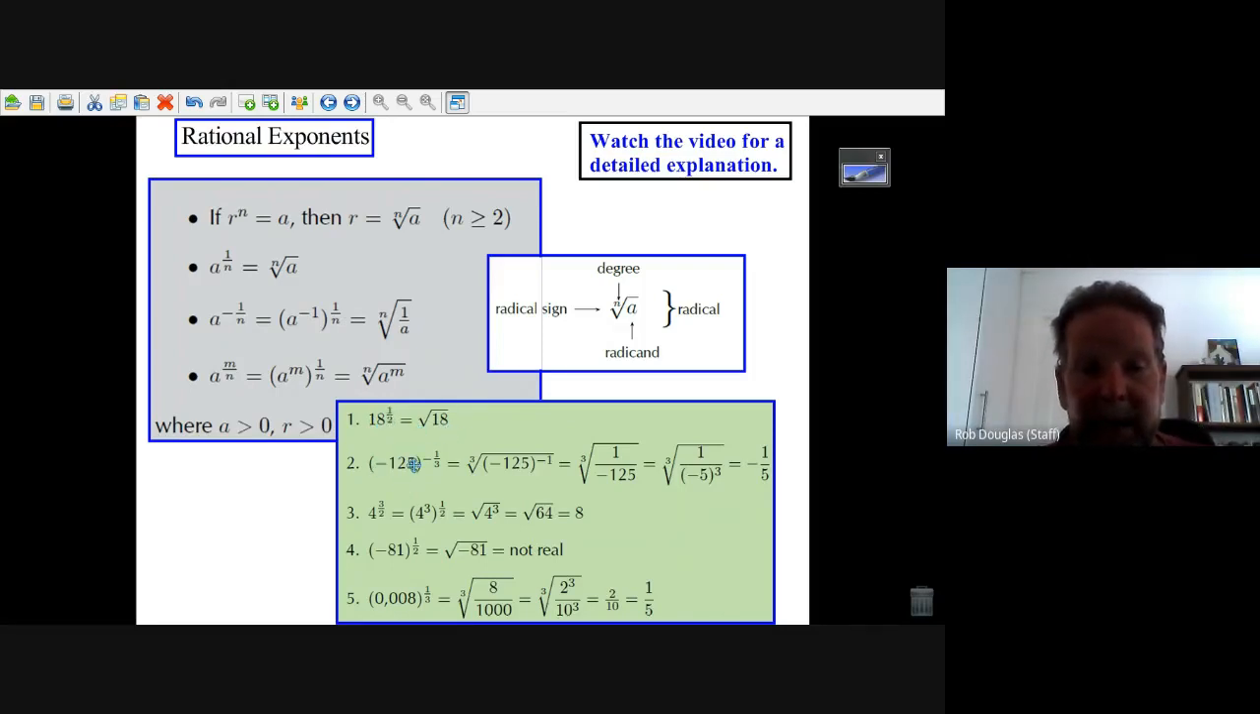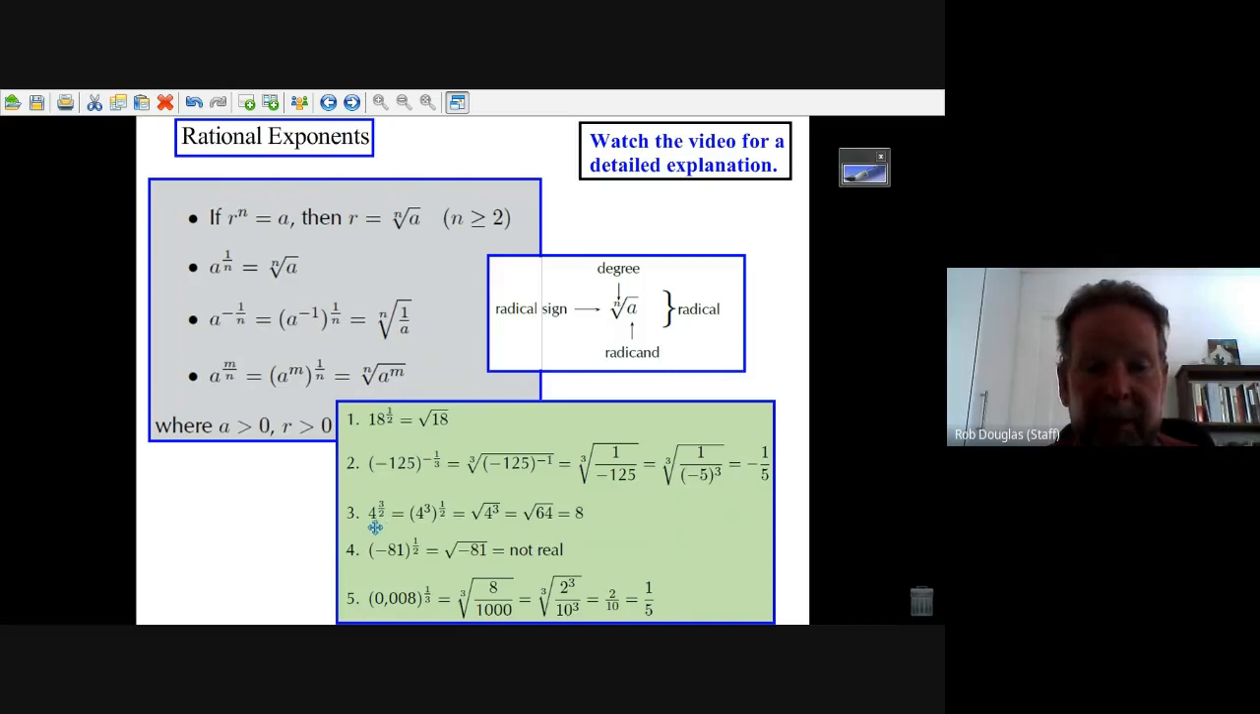If you see negative 125, that little 3 means its cube root, but it's negative 125 to the minus 1, which is 1 over negative 125. And this is asking the cube root of 125 is 5, and 3 negatives multiplied together will equal negative 125. That's why your answer is negative 1 over 5. 5 is the cube root of 125.